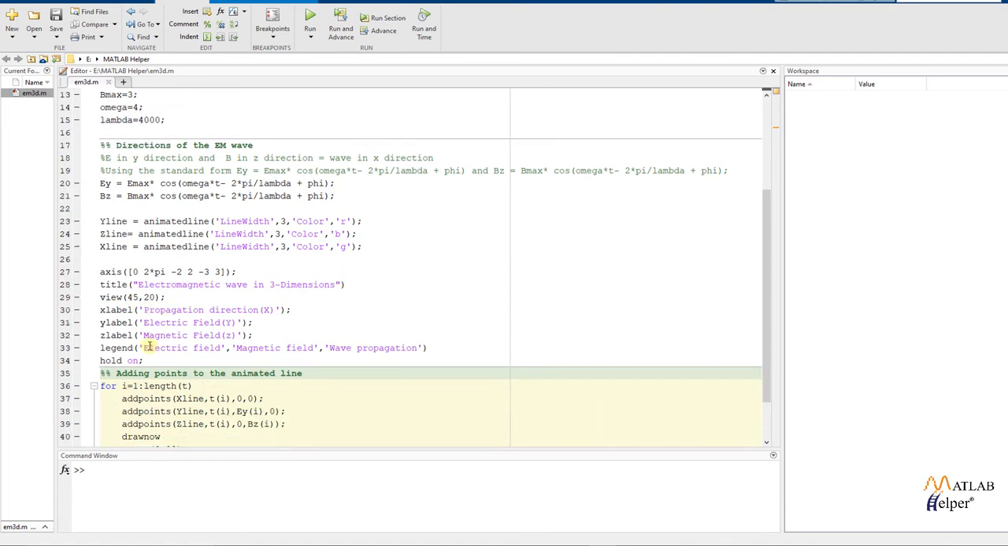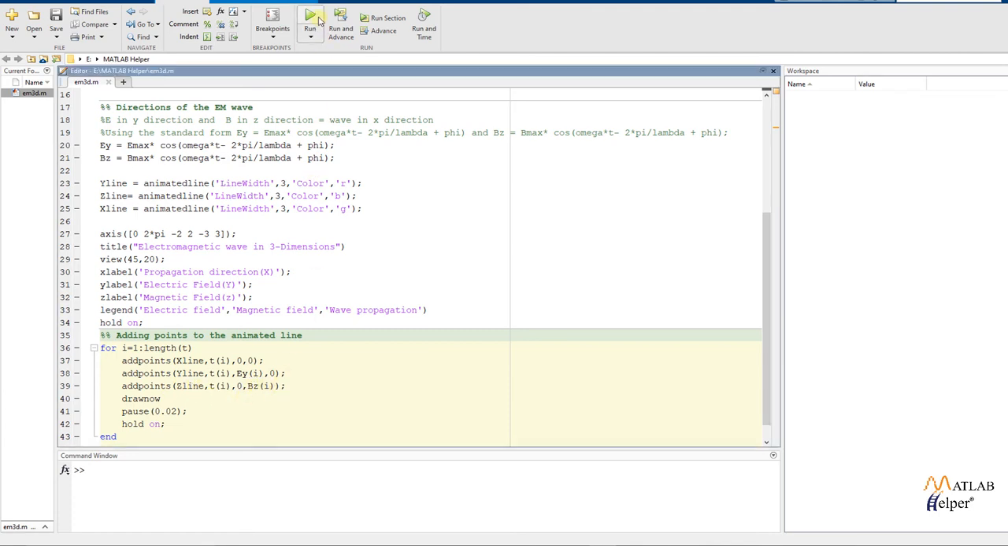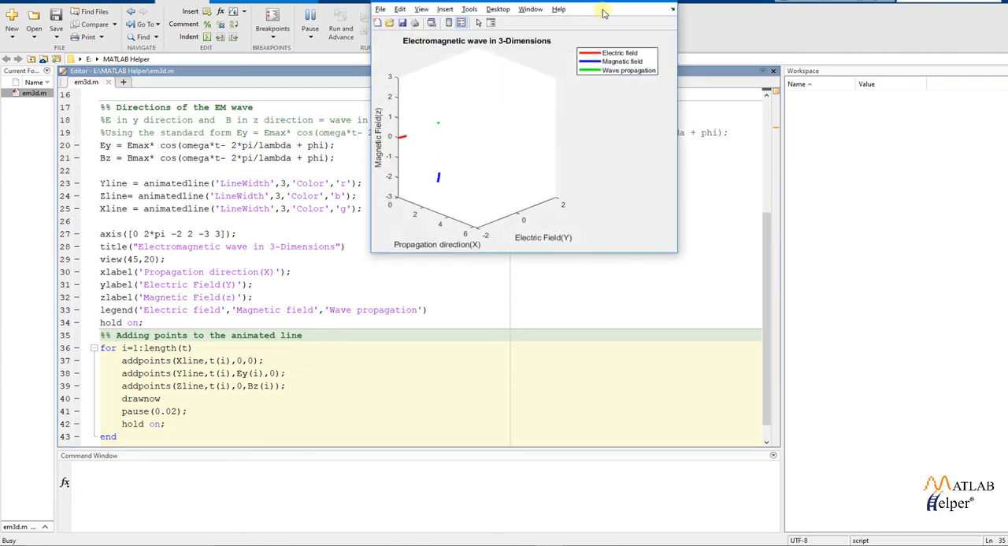We then use a for loop to add points to the animated line in each direction. The x line has values in the x direction as a function of t. The y line has the values in the y direction as a function of the electric field, and the z line has values in the z direction as a function of the magnetic field. We can finally run and see the electromagnetic wave.